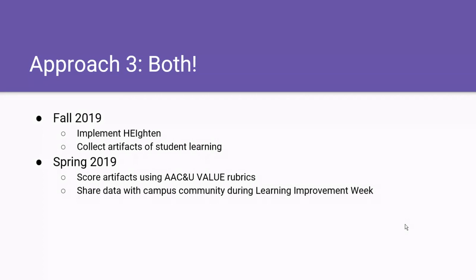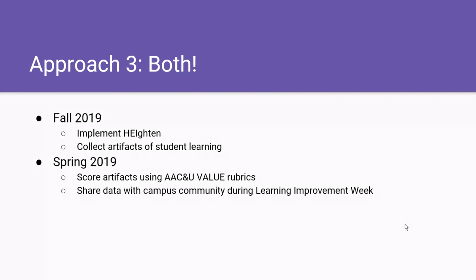At that same time, after this mapping is done this semester, we can work with faculty to collect artifacts of student learning. Then in the spring semester, we can share that data from implementing Heighten with the campus community during our Learning Improvement Week. We can also score the artifacts of student learning using the AAC&U VALUE rubrics, go through the process and see how it goes. Let's go through that norming process.